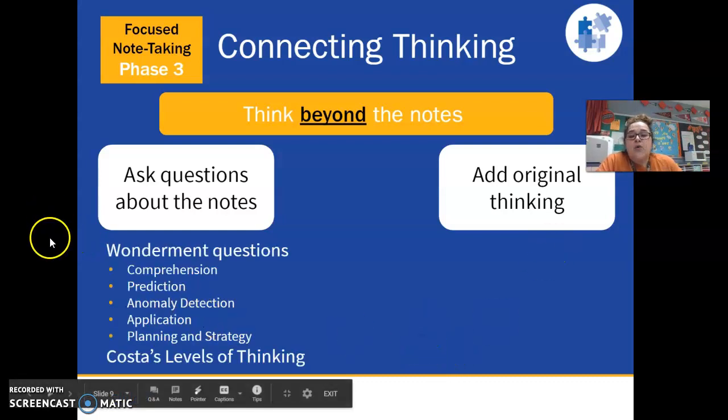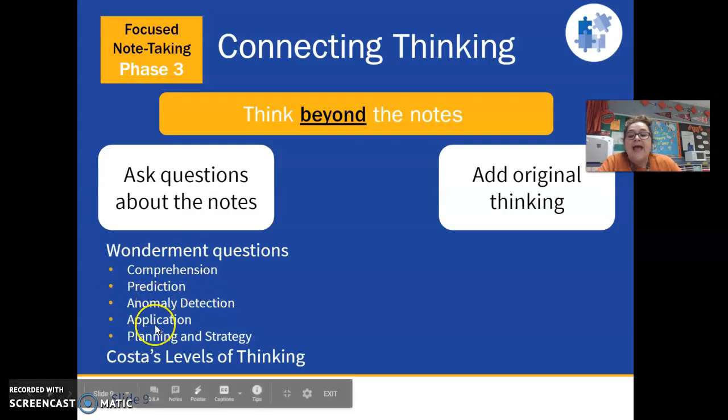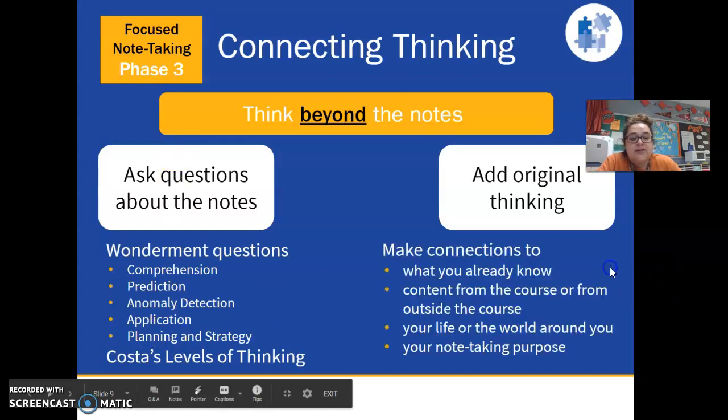Now, asking questions: comprehension, prediction. What are questions to help me comprehend? Who was the leader of this particular war? When was this particular war? Prediction: what would happen if? Anomaly, we won't worry about that. Apply: how do I apply this information? How do I plan and strategize using this information?